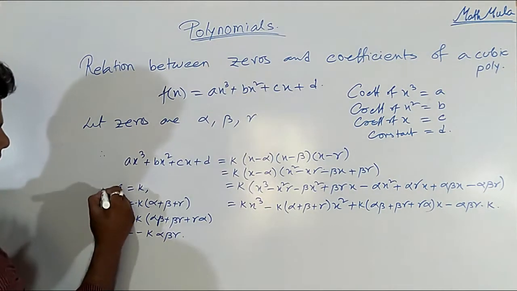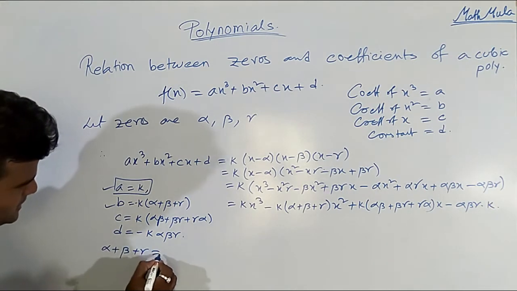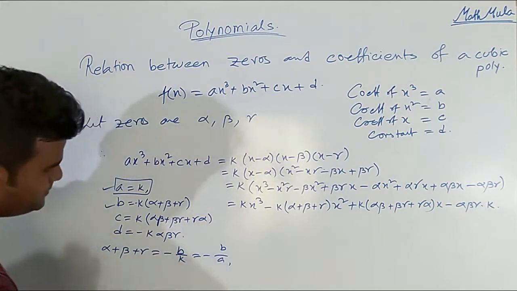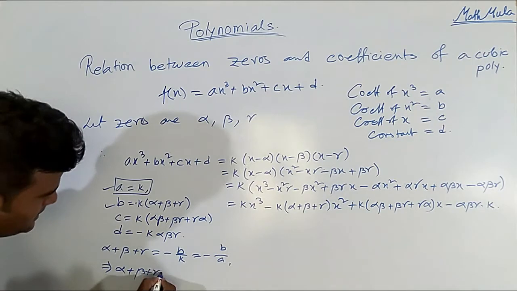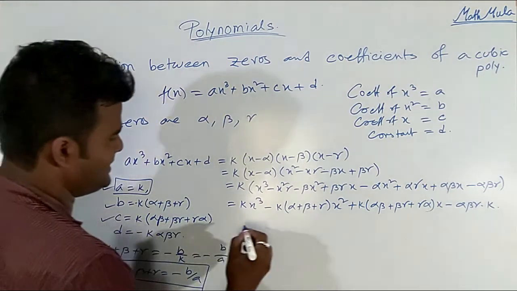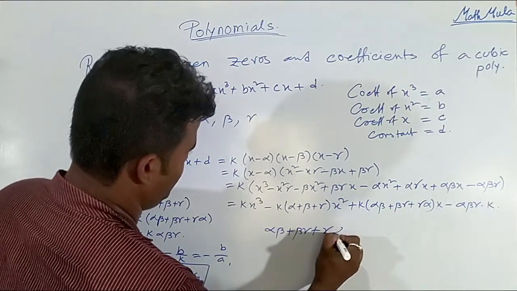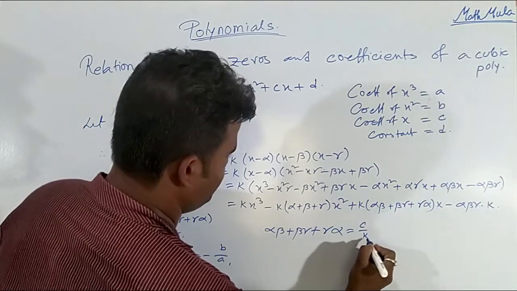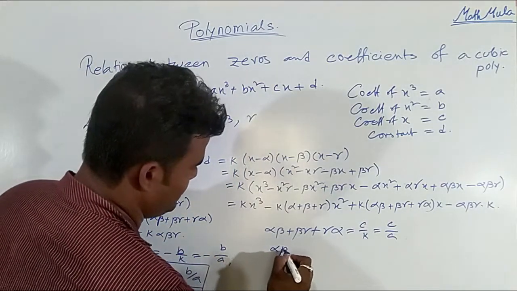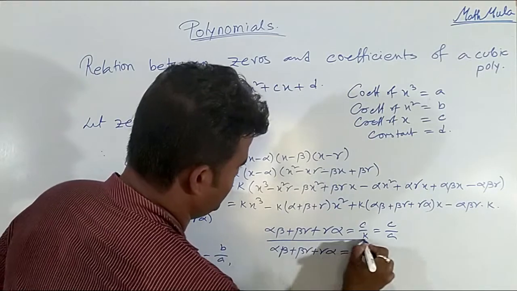Now look, from the first equation k equals a. From the second equation, alpha plus beta plus gamma is equal to minus b by k, that is minus b by a. That implies alpha plus beta plus gamma is equal to minus b by a. First relation. From the third equation, alpha beta plus beta gamma plus gamma alpha is equal to c by k. Now c by k means c by a, since the value of k is a. Therefore alpha beta plus beta gamma plus gamma alpha equals c by a. This is the second relation.